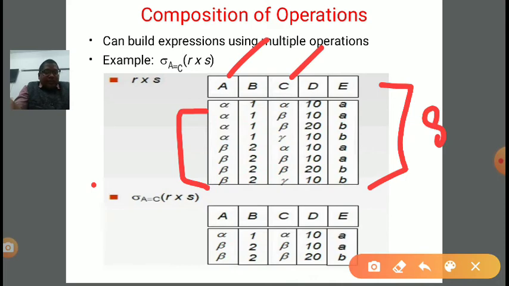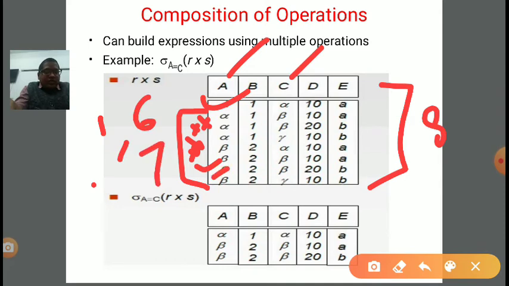So if you see, in the first row alpha alpha will be picked, the second row alpha beta will not be picked, the third row alpha beta not picked, the fourth row alpha gamma not picked, the fifth row beta alpha not picked, the sixth row beta beta will be picked, the seventh row beta beta, and the eighth row is beta gamma. First, sixth, and seventh rows will be picked from this relation.